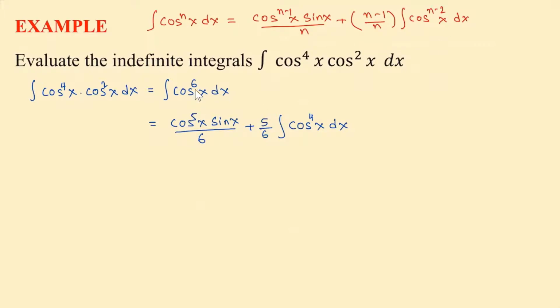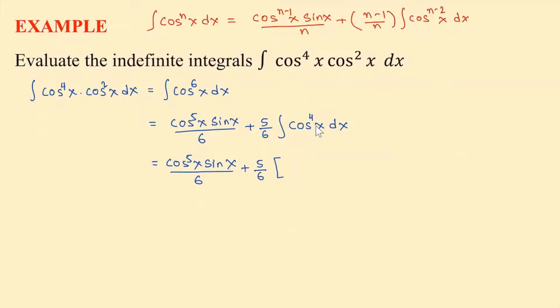So we reduce the power in the first step. You can see we had the integral involving the sixth power, and now we have the integral involving the fourth power. Here we have the fourth power, so we are going to use the reduction formula one more time so that the power will be reduced. Cosine to the 5 x sine x over 6 plus 5 over 6.